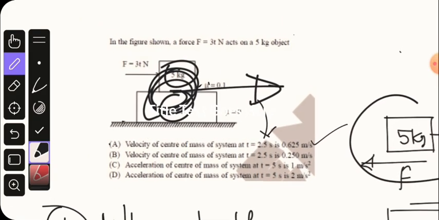So in this question the correct answers are A and C. Okay.